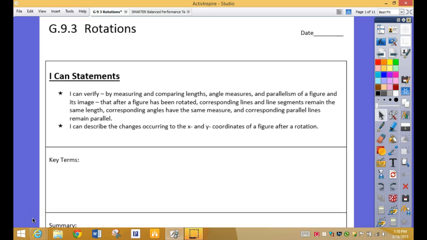9.3 is rotations. What was the first one we did? 9.1 was translations, where we slide them. 9.2 was yesterday, those were reflections, which you used to know as what? Flips.